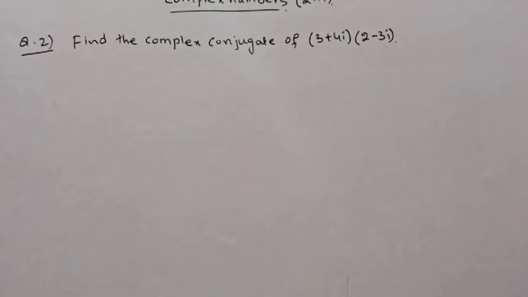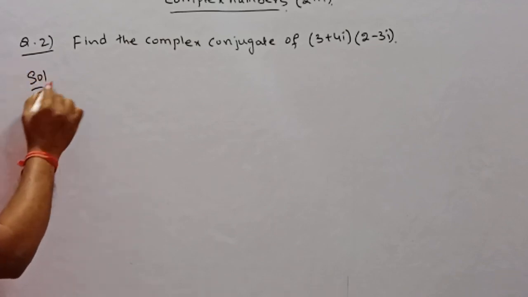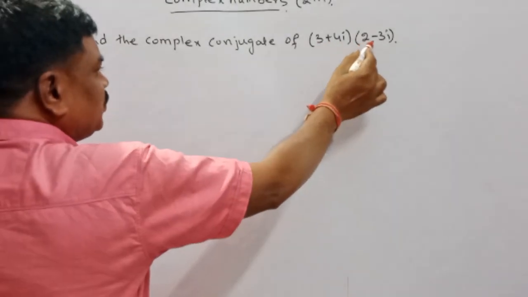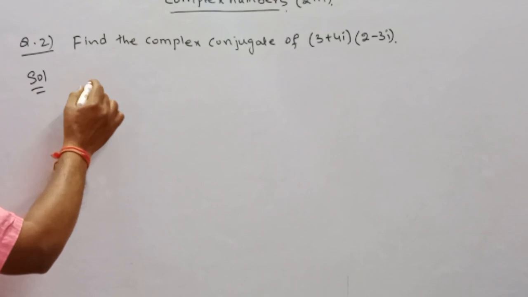Here we have question number 2. Find the complex conjugate of (3 plus 4i) into (2 minus 3i). This is from complex numbers. So we have the problem. Two complex numbers are given.